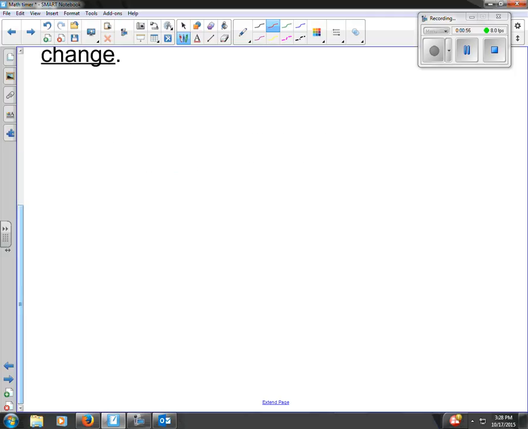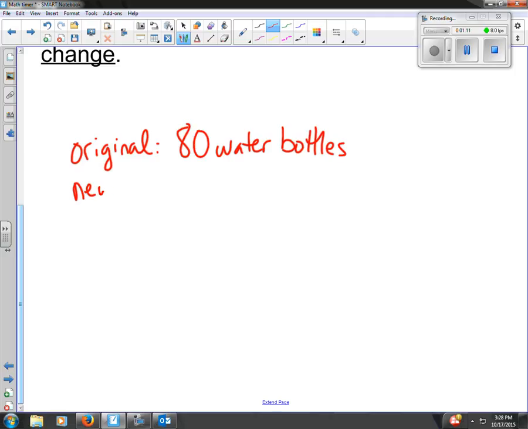So, for example, let's say the original amount was 80 water bottles. So you have 80 water bottles. Okay. And then the new amount is 55 water bottles. Well, first, would this be an increase or a decrease of water bottles? The original was 80 and the new amount is now 55. So is that an increase to go from here to here, or a decrease?